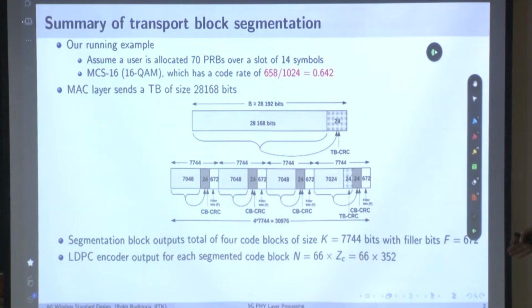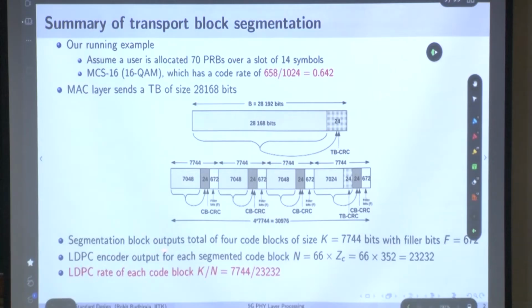In the example which we took, it turns out to be 352. This is the length of the output for each segmented code block, and what it gives us is the rate. Input is 7744, output is 23232, which is 66 ZC. And this is exactly 1/3. This is what we saw till the last class.